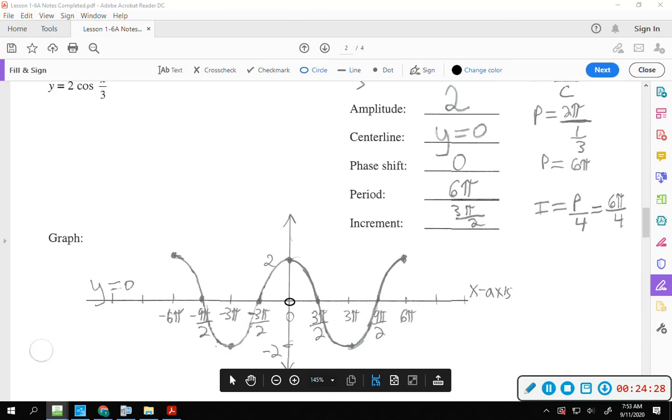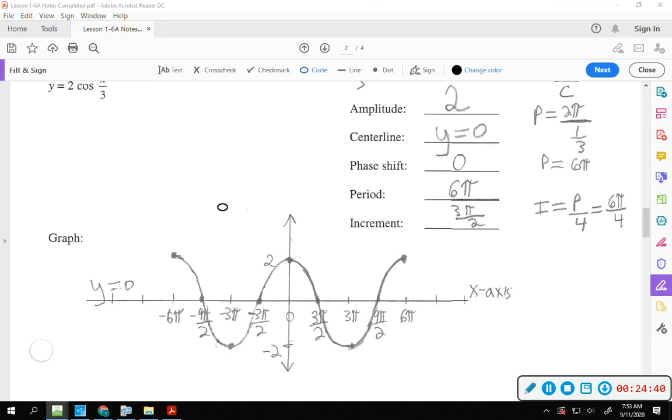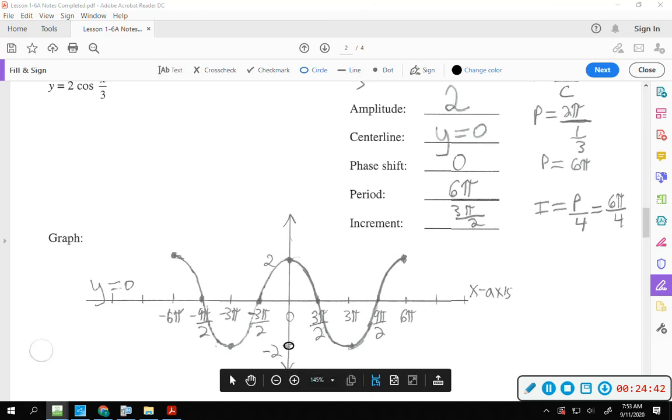So at the phase shift, we are not going to start at 0, 0. We start up here, like the normal cosine curve would. Real quickly, if this was a negative 2, everything would be the same except we'd start right here, down below the center line. That's the only thing that amplitude does. It reflects the graph in the x-axis.